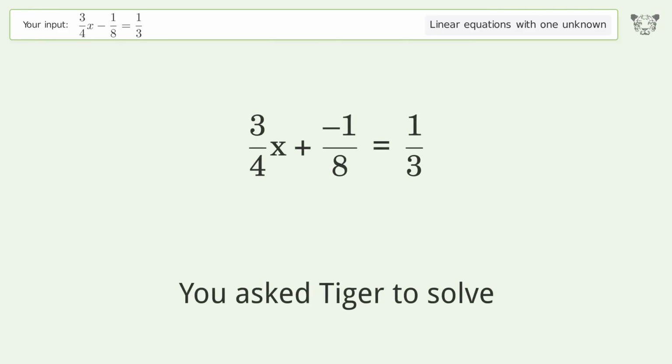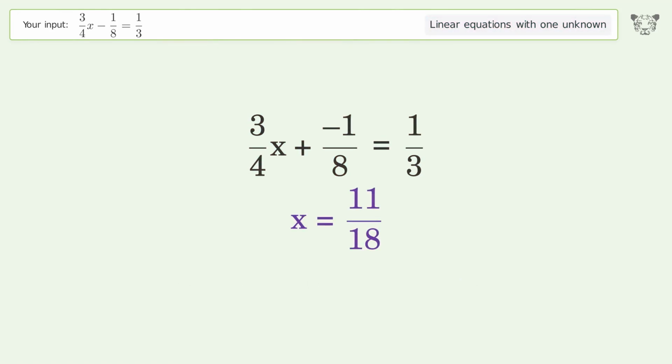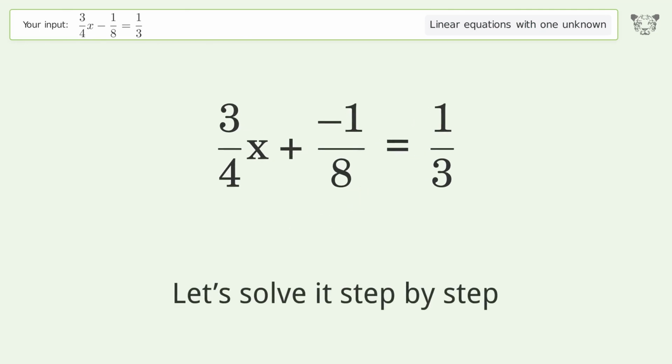You ask Tiger to solve. This deals with linear equations with one unknown. The final result is x equals 11 over 18. Let's solve it step by step.